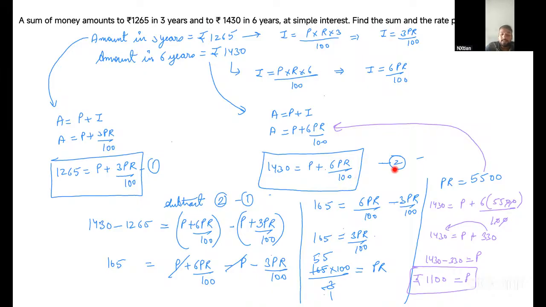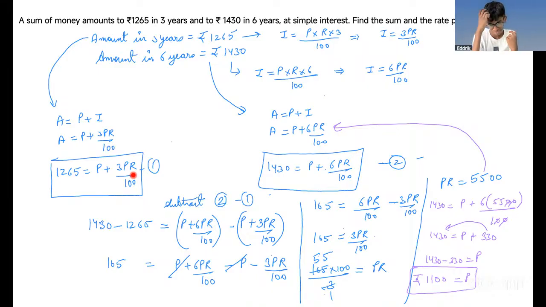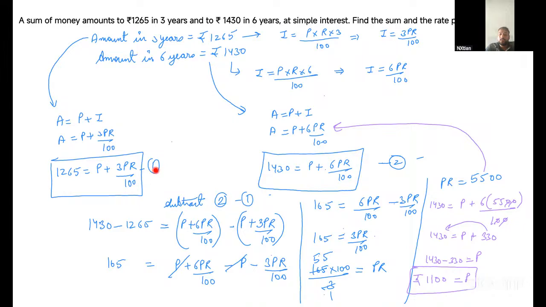This is the amount for 6 years. This is the amount for 3 years. Did you understand, guys? Now, this is the second equation, this is the first equation. So I subtract second minus first.